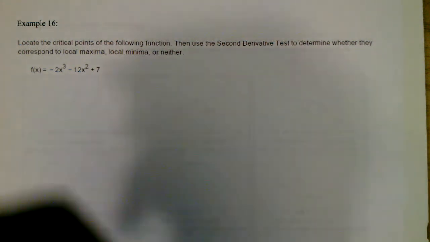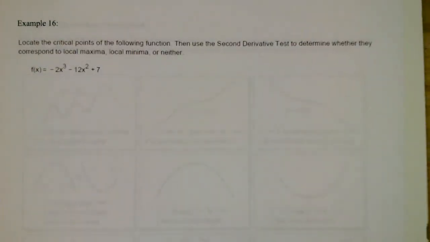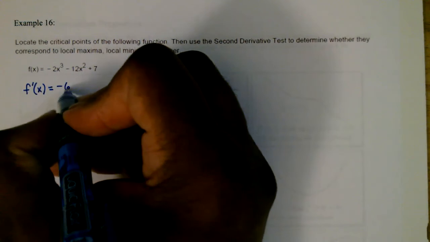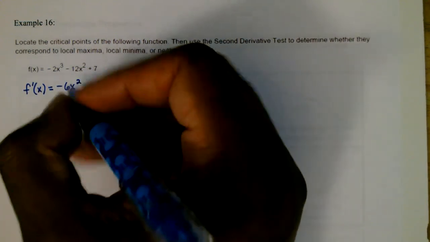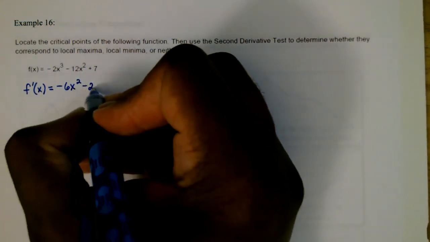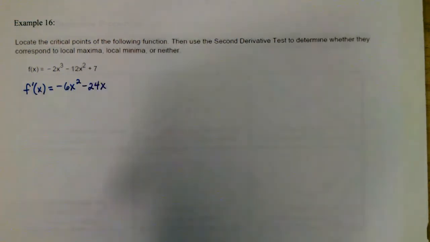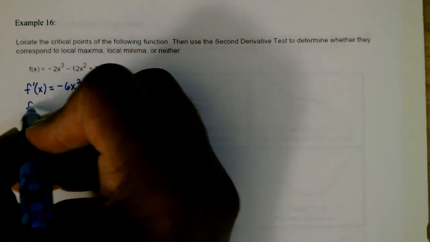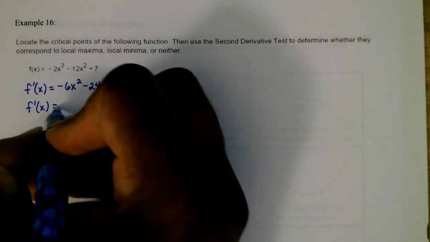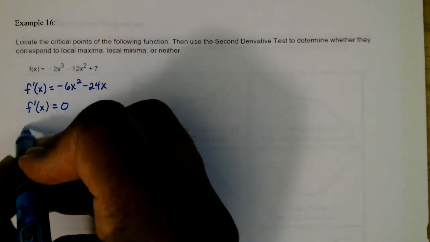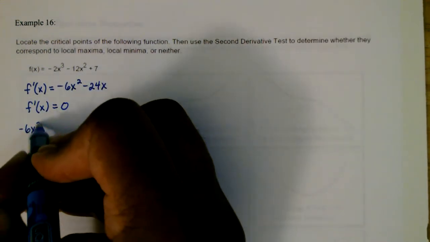Okay, so let's take the derivative of this function, f of x equal to negative 2x cubed minus 12x squared plus 7. So f prime of x will be, the derivative of negative 2x cubed will be a negative 6x squared. The derivative of minus 12x squared will be a minus 24x. The derivative of 7 is 0. And now let's set f prime of x to be equal to 0. That helps us find our critical points.